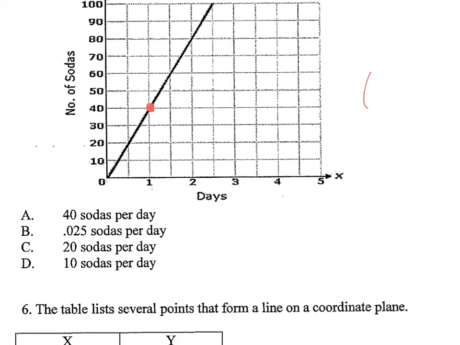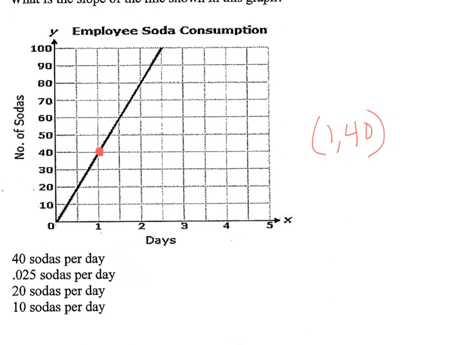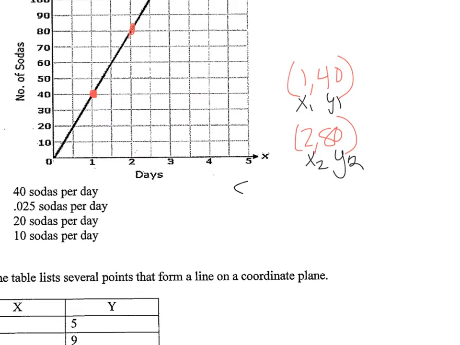So this point would be, this point would be at 140. And just to be sure, I'm going to go ahead and use the formula and make another point at 2 and 80. And I'm going to label those x1, y1, x2, y2, and plug that into my formula.